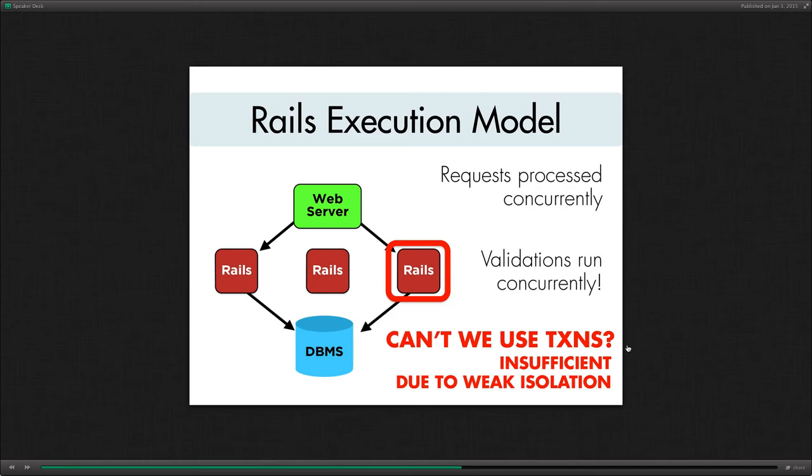Does Rails still take advantage of the query optimizer and stuff at the database level? I don't actually know. You can do explains. Okay. Cool. So it's still at least taking advantage of the query optimization.